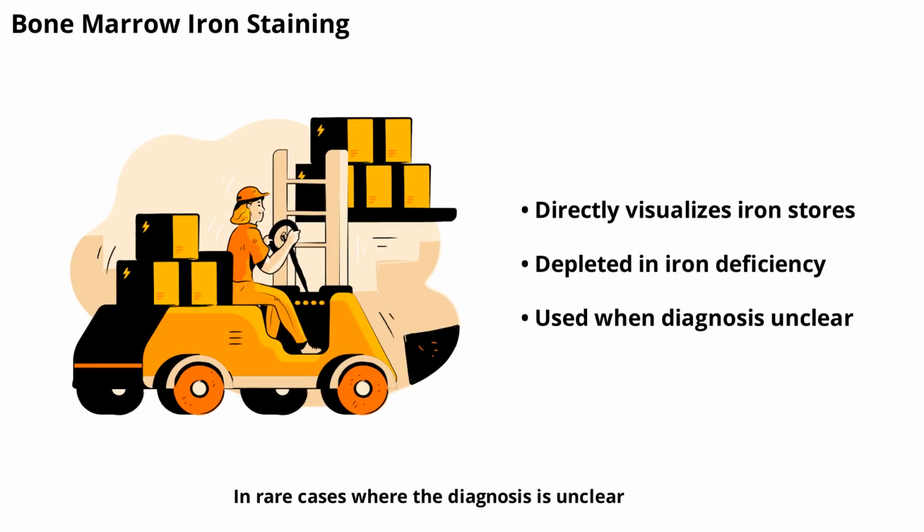In rare cases where the diagnosis is unclear, a bone marrow biopsy with iron staining may be performed. This test directly visualizes iron stores within the bone marrow. In iron deficiency anemia, iron stores are depleted or absent. While invasive, this test can provide definitive evidence of iron deficiency when other tests are inconclusive.